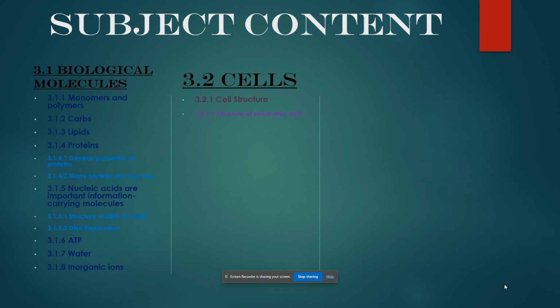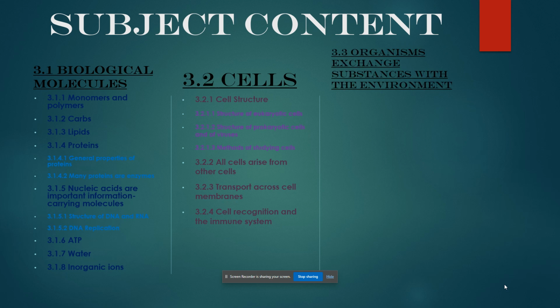3.2.1.1 Structure of eukaryotic cells. 3.2.1.2 Structure of prokaryotic cells and of viruses. 3.2.1.3 Methods of studying cells. 3.2.2 All cells arise from other cells. 3.2.3 Transport across cell membranes. 3.2.4 Cell recognition and the immune system.